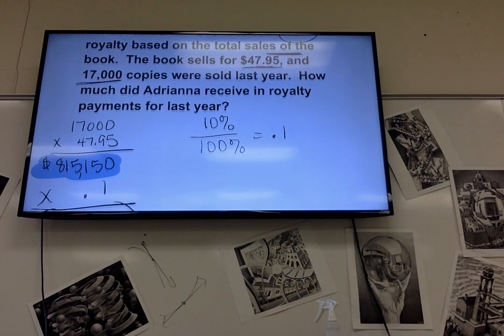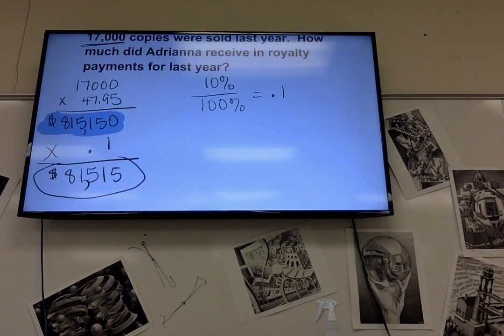Okay, so that's the first one. So royalty problems, you find out how much the total is made, and then you multiply that times whatever the percentage is. Just don't forget to change the percentage to a decimal.